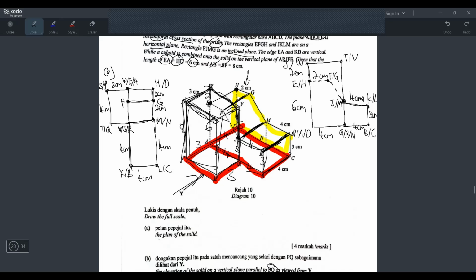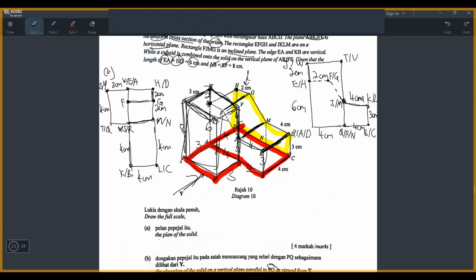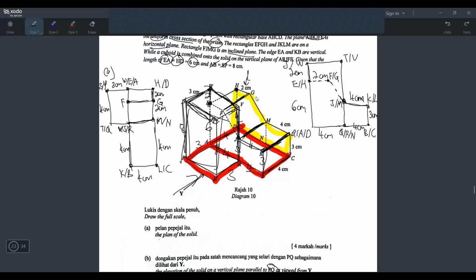Okay, let me just double confirm with the answer schema jawapan. Yeah, so that's how you do it, right? But of course, you don't draw it like me lah, okay? Because I didn't draw using ruler. I didn't measure. You have to measure it to the full scale. Means you kena buat 2 cm, 6 cm, and yeah, that's how you do it.